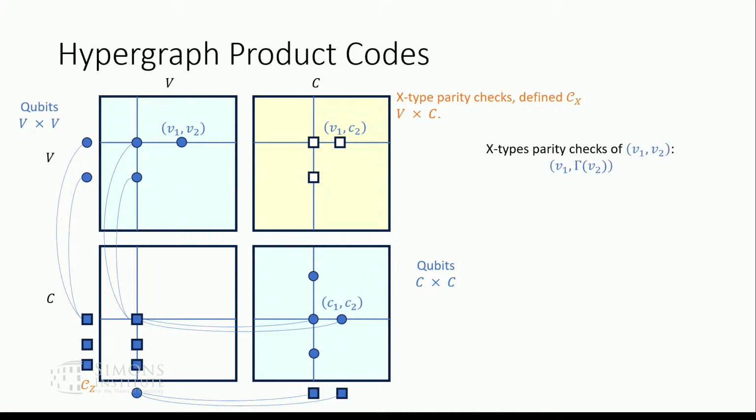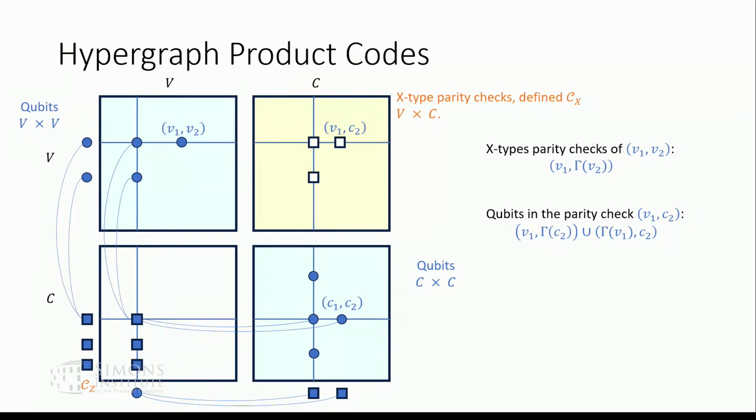So then, if we have an X-type parity check of these V1, V2 vertices, this is just all of its neighbors along this line. So it's V1 and all the neighbors of V2 in the original bipartite graph. And if we focus on a parity check and we ask which qubits it is connected to, these are all the neighbors of this parity check along both the row and the column. So these are the parity checks. Does it make sense? Is it good?